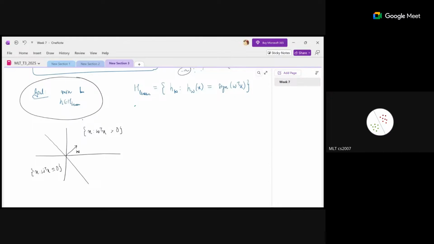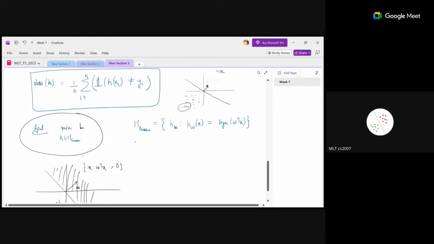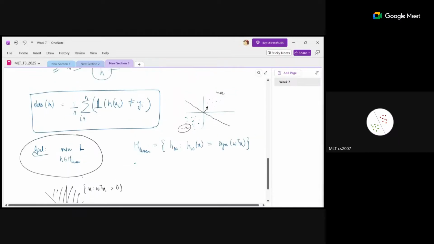Everything on this side, I'm going to predict as positive, and everything on the other side, we're going to predict as negative. If you look at this loss now, this is a discrete value, correct? It's not like our squared error where we did h of xi minus yi whole square. Now this is discrete.